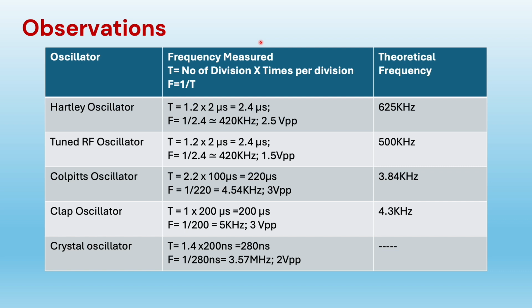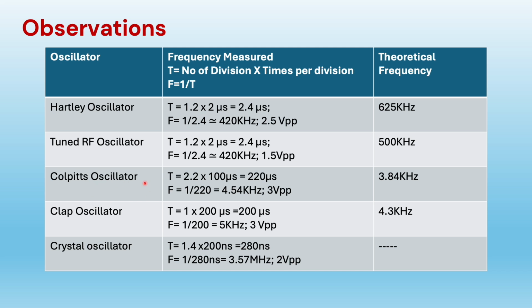In this LC oscillator experiment, we have observed all these oscillators and we have observed the waveform and we have calculated the frequency for all the oscillators. Like for Hartley oscillator, the one cycle took 1.2 divisions and the setting of time per division was 2 microseconds. So the time period obtained is 2.4 microseconds. And this gives us a frequency of 420 kilohertz and the voltage level was 2.5 volts peak to peak. The tuned RF oscillator, the frequency was same. The voltage obtained was slightly less. It was 1.5 volts peak to peak.